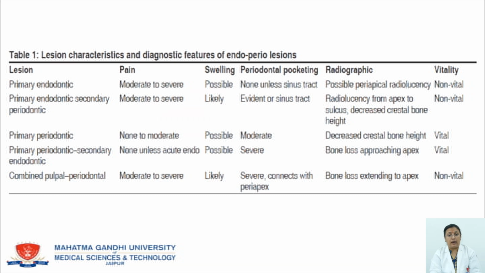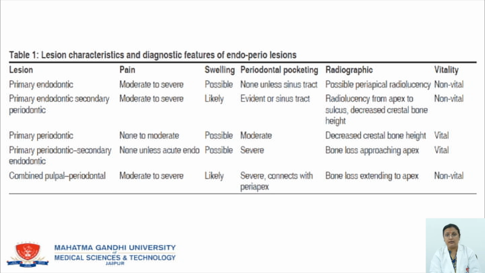So, the lesion characteristics, the diagnostic features of endo-perio lesions. In primary endodontic disease, pain is moderate to severe, swelling is possible, periodontal pocketing is none unless a sinus tract is formed, radiographically a periapical radiolucency can be seen, and the tooth will remain non-vital. In primary endodontic with secondary periodontal involvement, pain will be moderate to severe, swelling is likely, periodontal probing is evident. Radiographs show radiolucency from apex to sulcus but decreased crestal bone height.